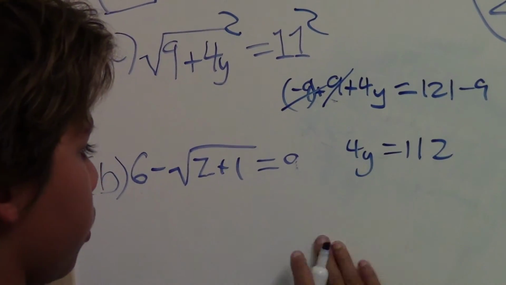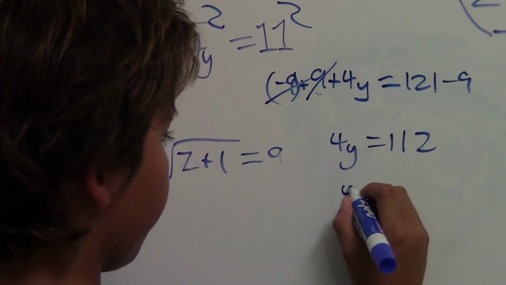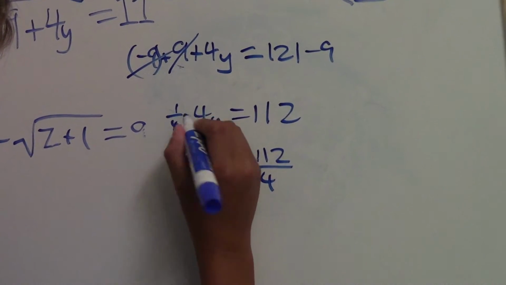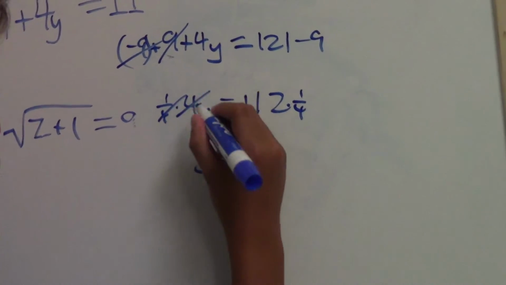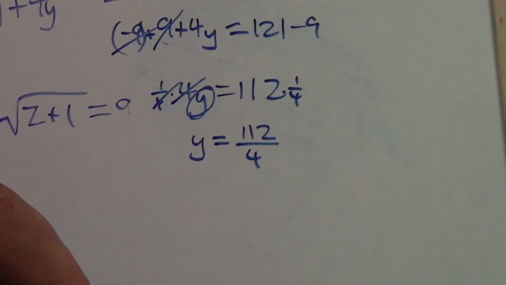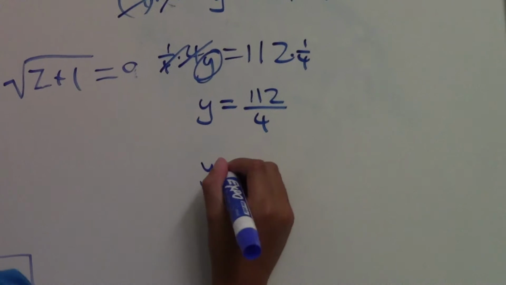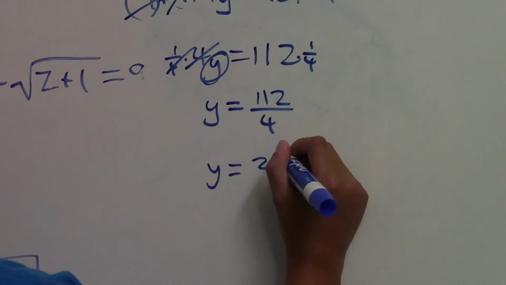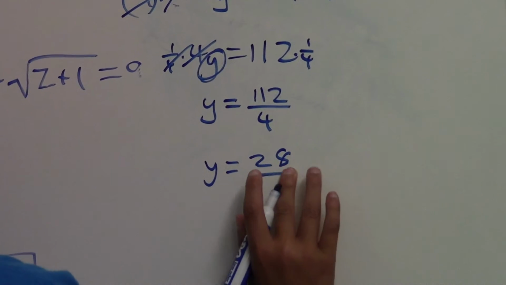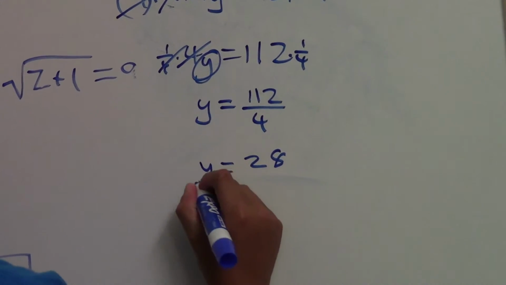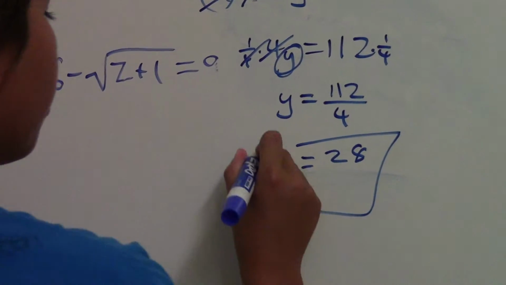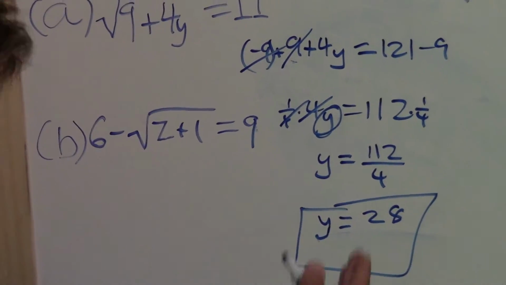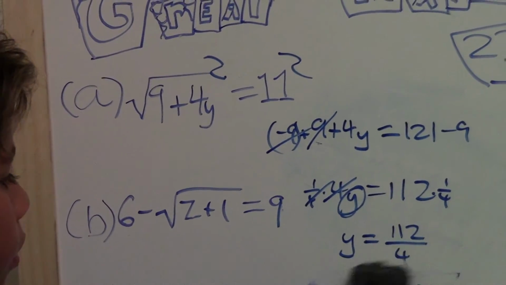Now we leave the variable by itself. I'm pretty sure that's divisible by 4, so we'll use 28. Dividing it by 4, in this question, y equals 28. That's our answer for this problem.